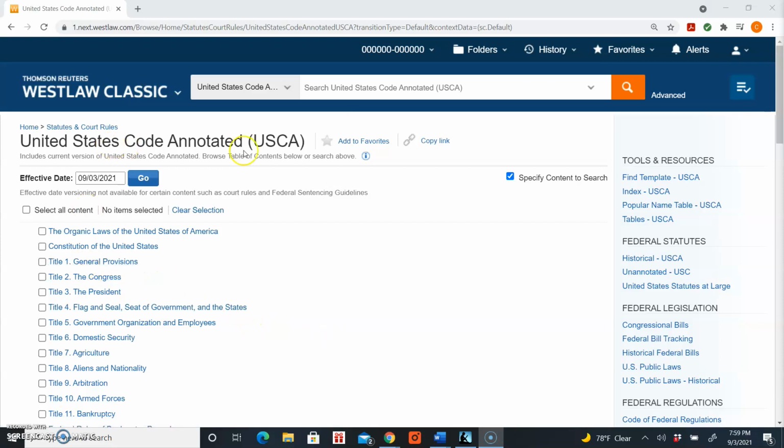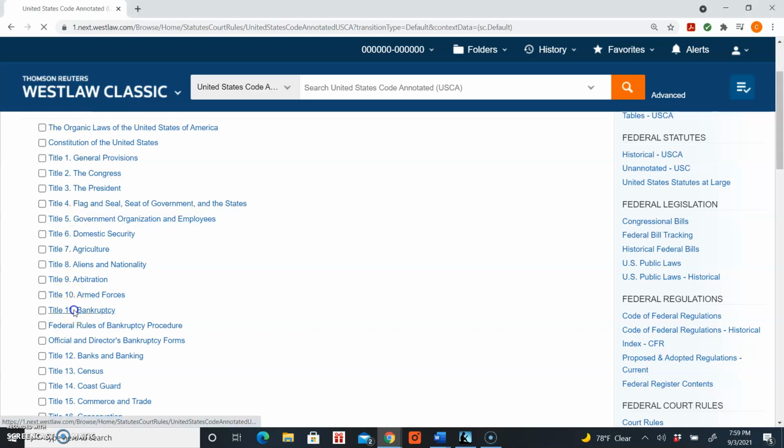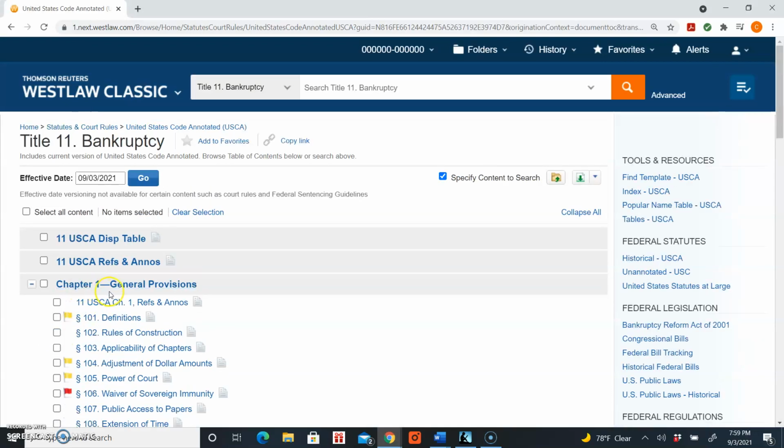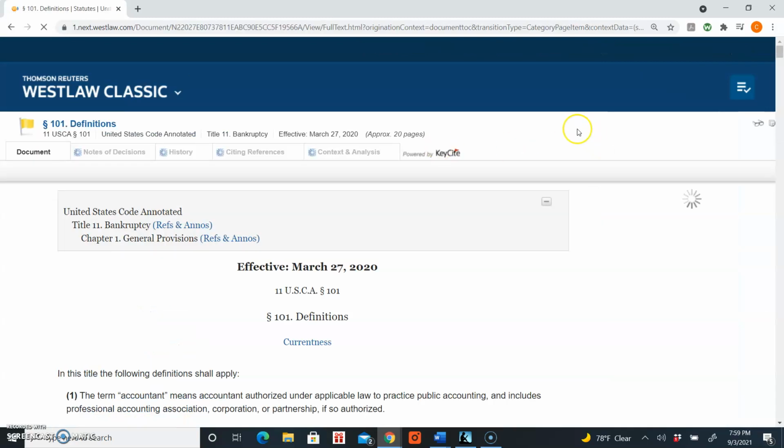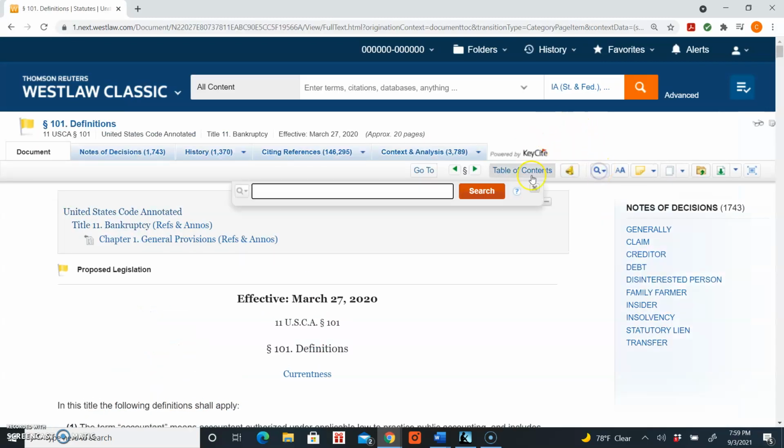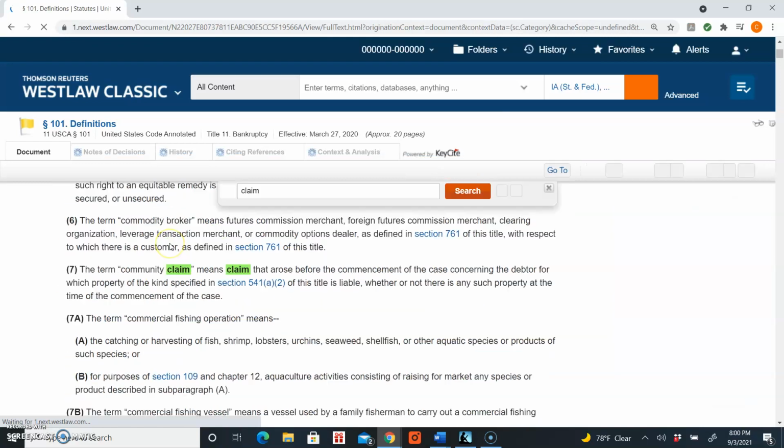So, USCA, bankruptcy, definitions. You can always just make it quick and just type in right there. Like you see this here, this magnifying glass. Click it, type in claim, search, and then it'll pop up.